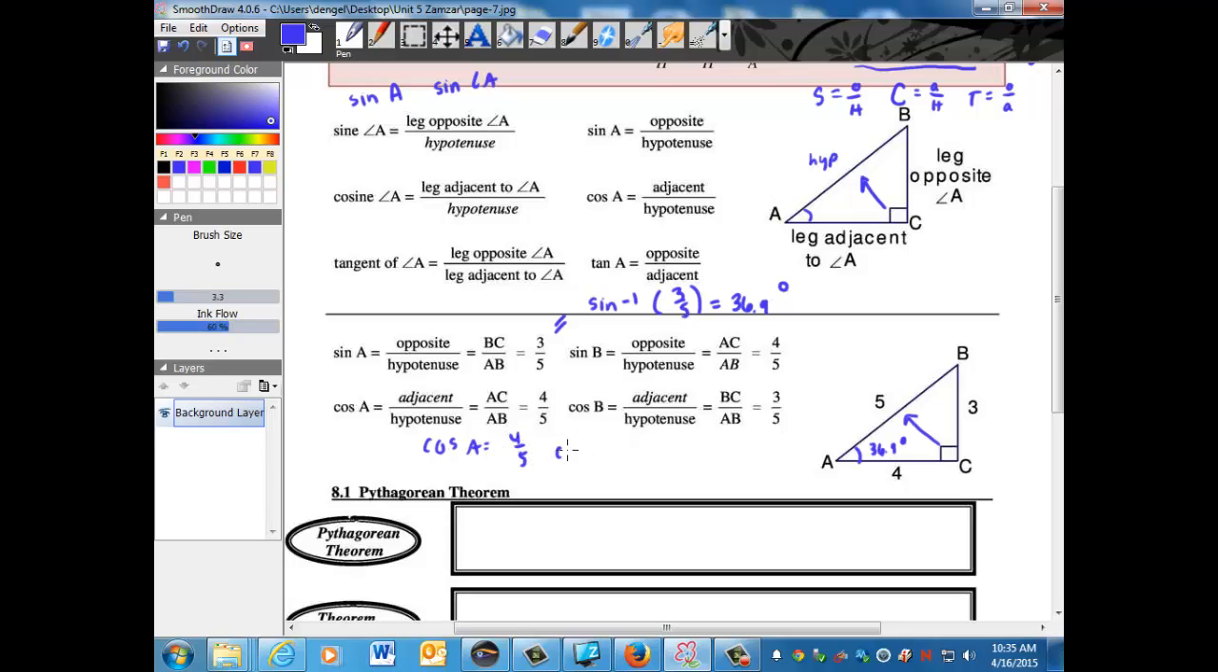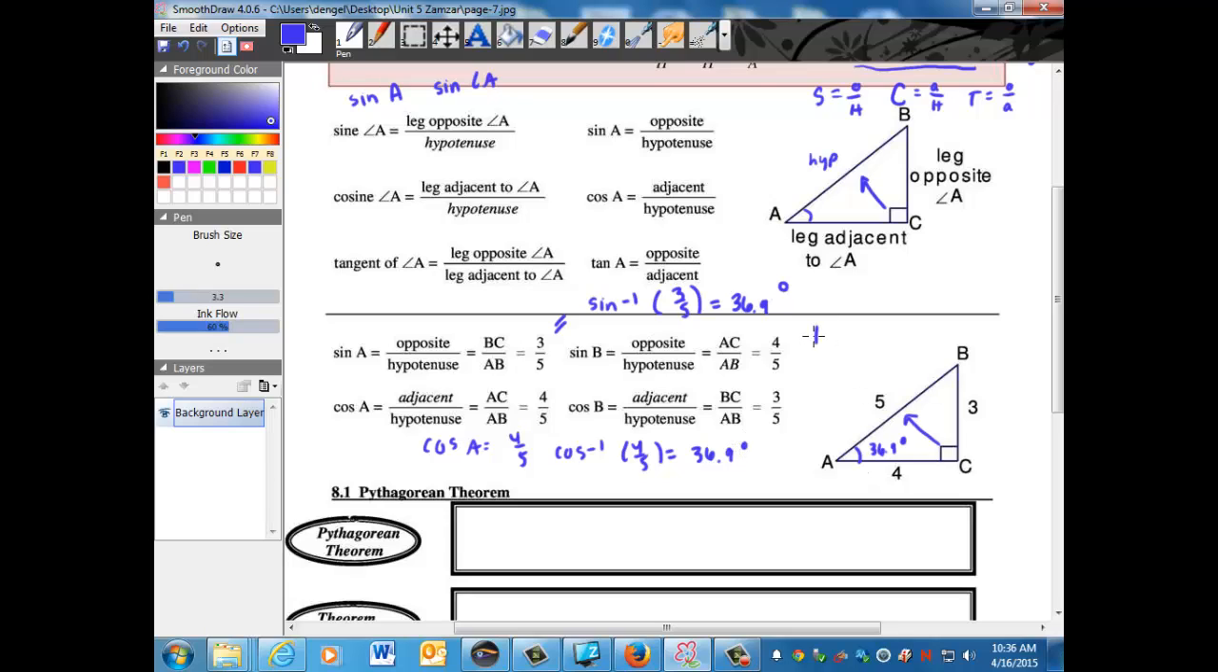Alright, now let's enter in second cosine of 4/5, and it should equal 36.9 degrees again. So let's enter that in. Second cosine 4/5 equals, and lo and behold, it's the same value, as it should be. It should be 36.9 degrees.